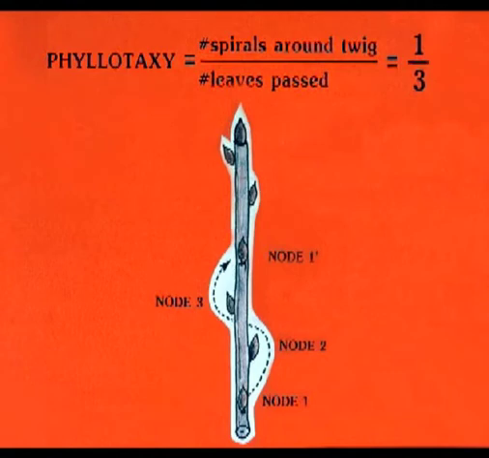Phyllotaxy is always expressed as a fraction. The numerator represents the number of complete spirals made around the twig in passing from one leaf node, past each successive node, to reach the node in a direct line above the initial one, while the denominator represents the number of nodes passed in the spiral just made, counting only one of the 2 nodes directly in line with one another. You may want to stop the tape here to think about this for a minute.